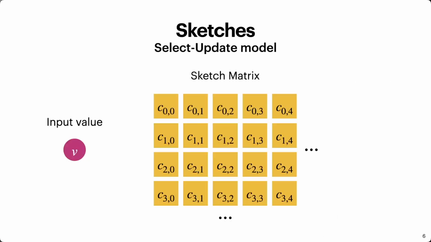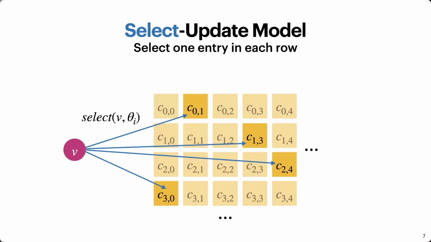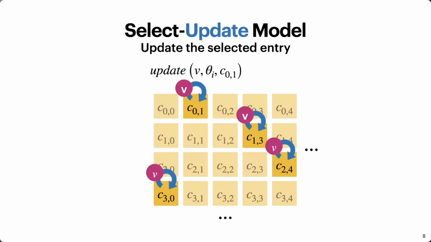As a last piece of background, let's talk about sketches. The term is used in various connotations, so it's essential to state a definition. This paper considers every summary a sketch that can be constructed based on the select-update model. In that model, the sketch is a matrix. And for every input value, we first evaluate a select function, and it selects one of the entries in each row. And then we evaluate an update function, and that function determines the next state of each entry. And it does that based on the input value and based on the previous state.